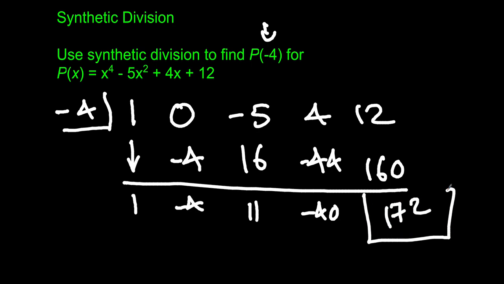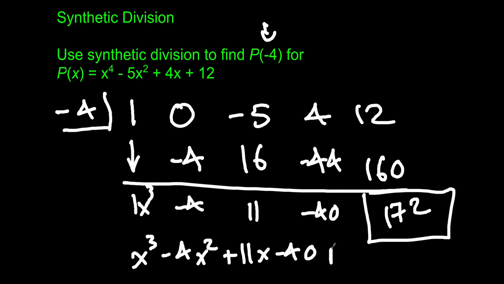And remember, the remainder is what it is evaluated to. All of that multiplication was a lot easier than doing negative 4 to the 4th and adding all that stuff up. But not only was the calculation easier, it also gave me extra information. This is x cubed minus 4x squared plus 11x minus 40 with a remainder of 172.